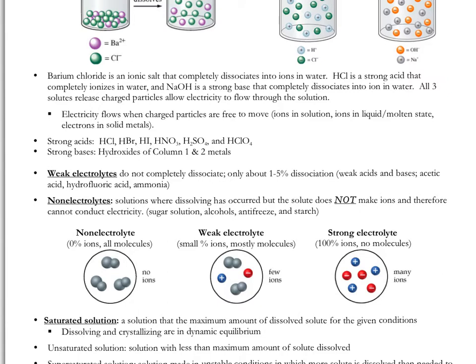So the difference here is completely or incomplete dissociation. They do not completely dissociate, meaning only about 5 to 10% of them actually break into parts. So we're going to look at this picture, the weak electrolyte versus the strong electrolyte. So this would be something like hydrochloric acid.